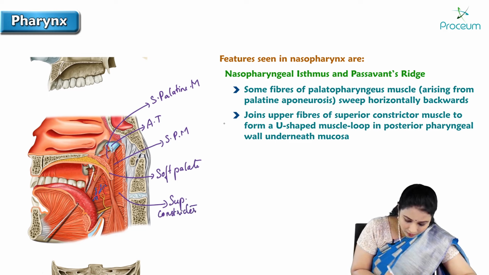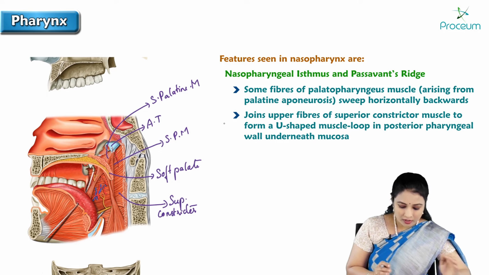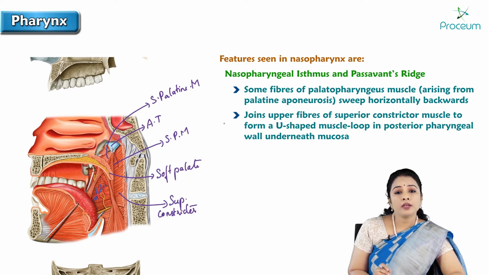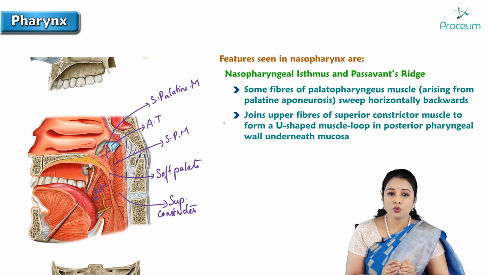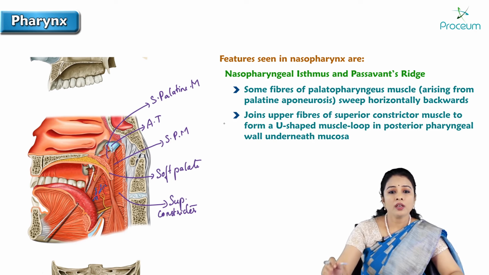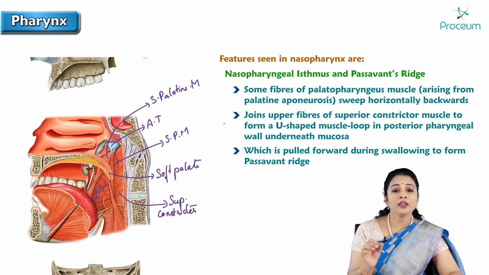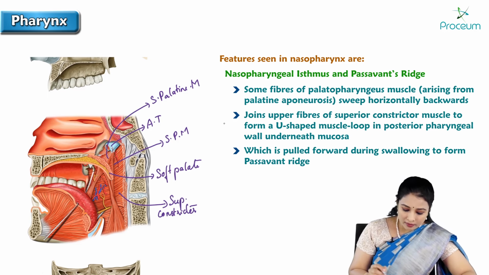So the muscle from the soft palate which sweeps into the superior constrictor is called palatopharyngeus muscle, which makes a U-shaped muscle loop in the posterior pharyngeal wall underneath the mucosa, and which is pulled forward during swallowing to make an elevation called passavant's ridge.